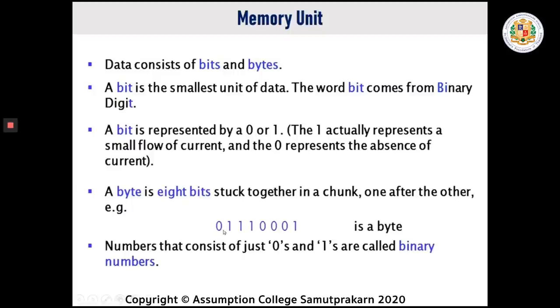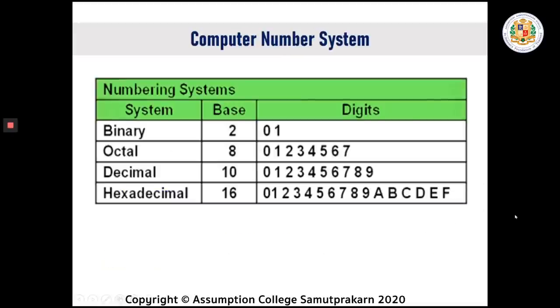Example: 0, 1, 1, 1, 0, 0, 0, 1 is a byte, isn't it? Yes, because a byte is represented by bits, which are 0 and 1. So computers only read this kind of data. Numbers that consist of just zeros and ones are called binary numbers. So what are these binary numbers? Let's go now to the computer number system, or binary numbers.